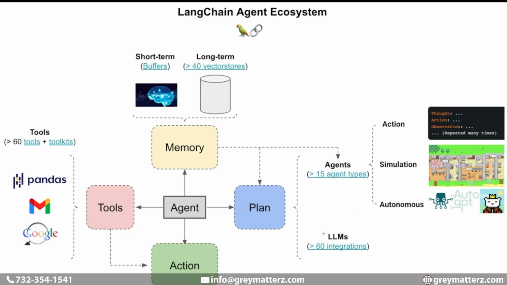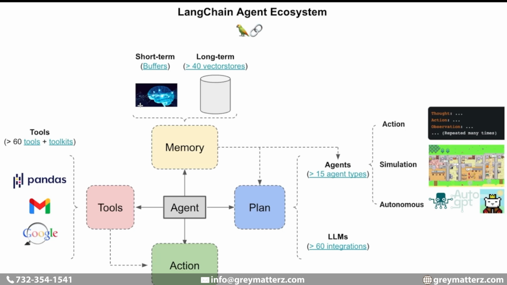Then we have different LLMs that we can integrate with the agent, with 60 plus integrations. When it comes to agents, we have different actions, simulations, and different types, autonomous or manual agents. They perform different actions based on thought processing and reasoning ability.